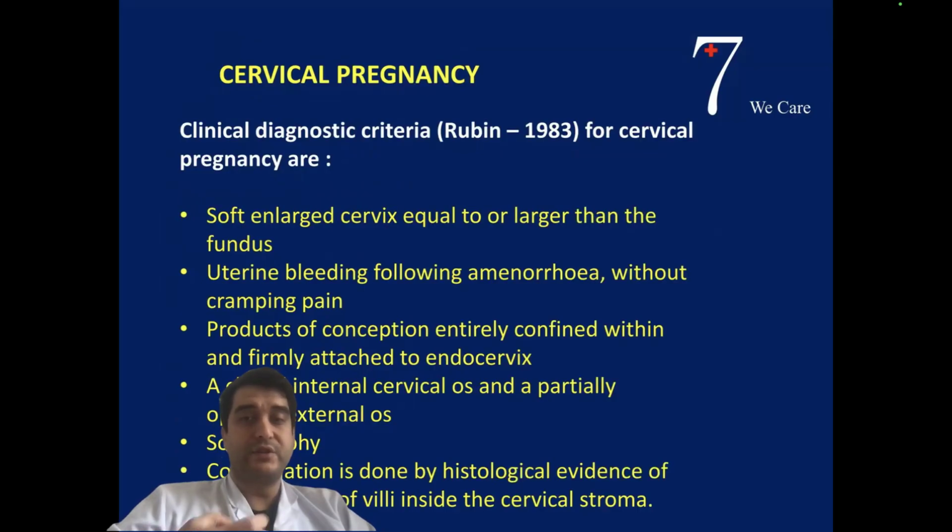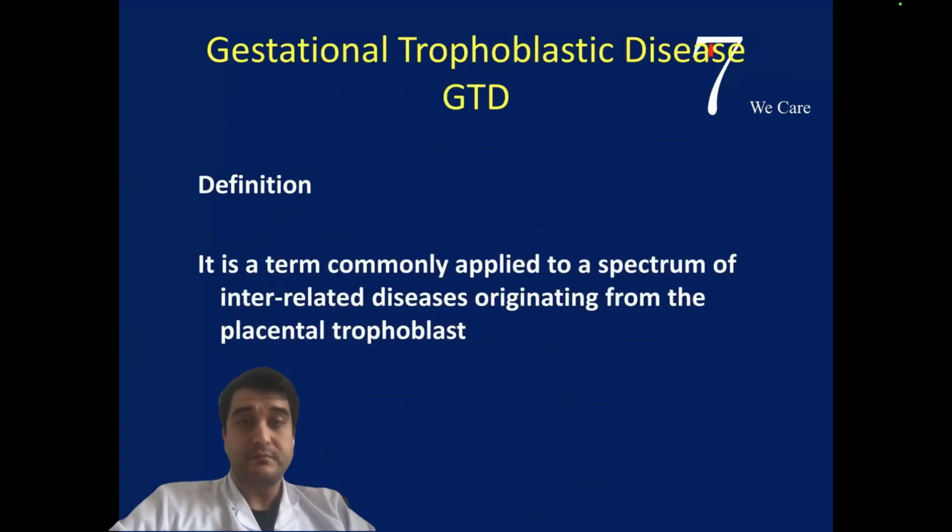Cervical pregnancy. The clinical diagnostic criteria created by Rubin in 1983 for cervical pregnancies are: a soft enlarged cervix equal to or larger than the fundus; uterine bleeding following amenorrhea without cramping pain; products of conception entirely confined within and firmly attached to the endocervix; and a closed internal cervical os and a partially opened external os. Sonography. Confirmation is done by histological evidence of the presence of villi inside the cervical stroma.